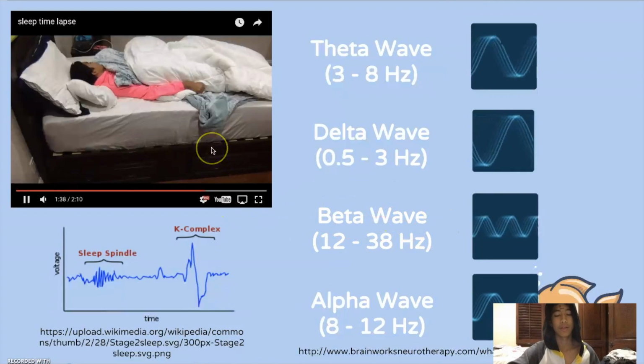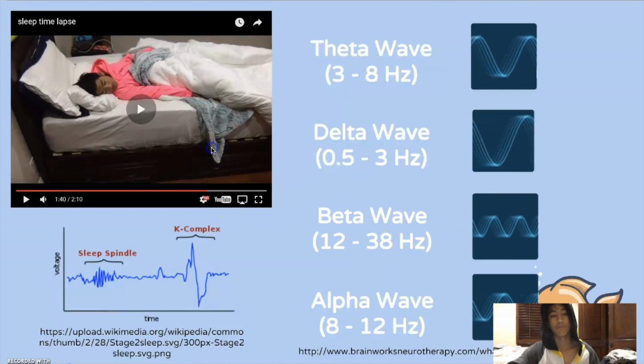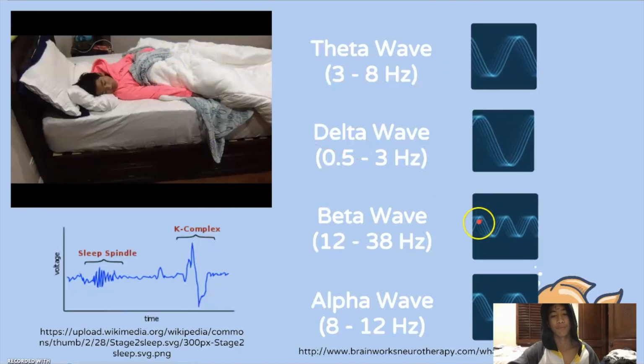Finally, we have REM. This is usually when dreams occur, and so there's brain activity. That's why there are high frequency waves during sleep.